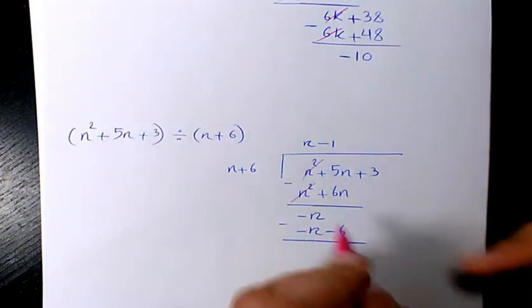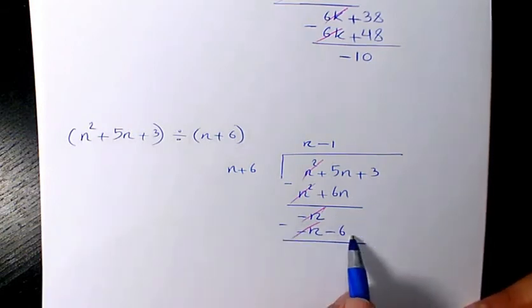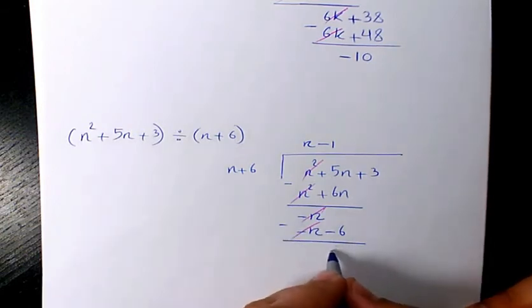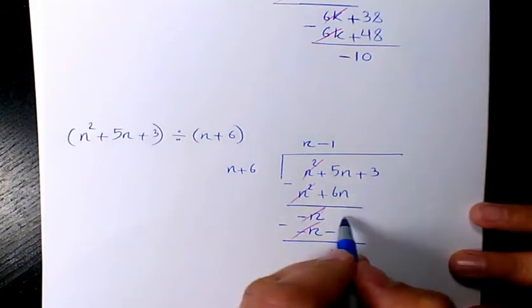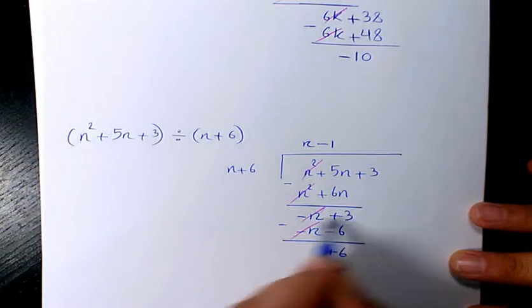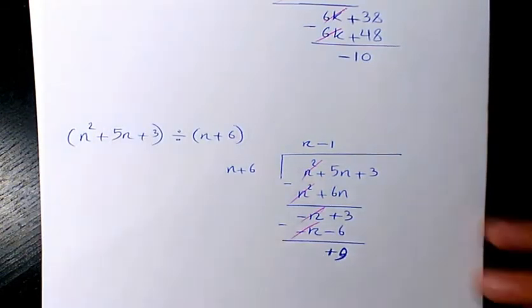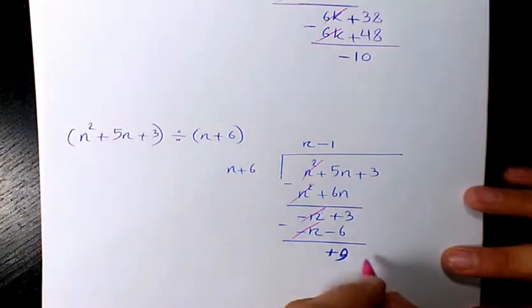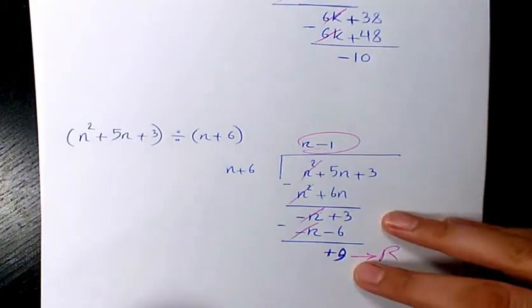When you subtract it, these two cancel out. 0 minus negative 6 is going to be positive 6. We needed to bring this 3 down in here, so it's going to be 3 minus negative 6, which is going to be positive 9. So positive 9 is going to be the remainder. This one is the quotient, and that's the final answer.